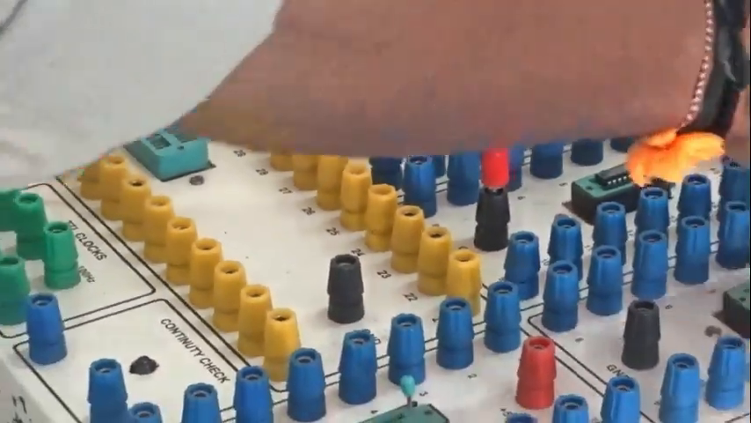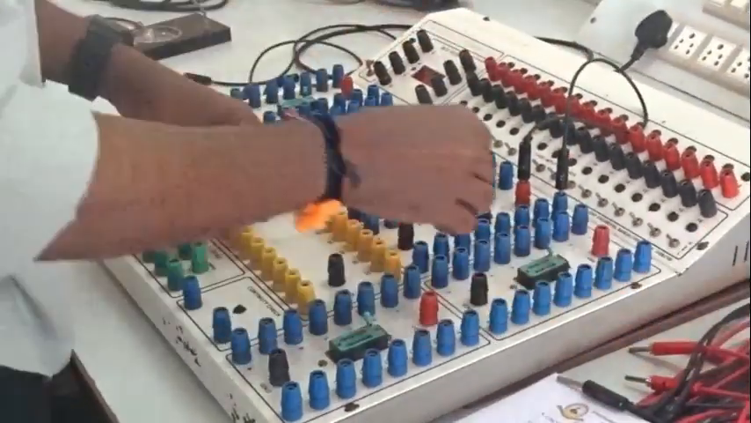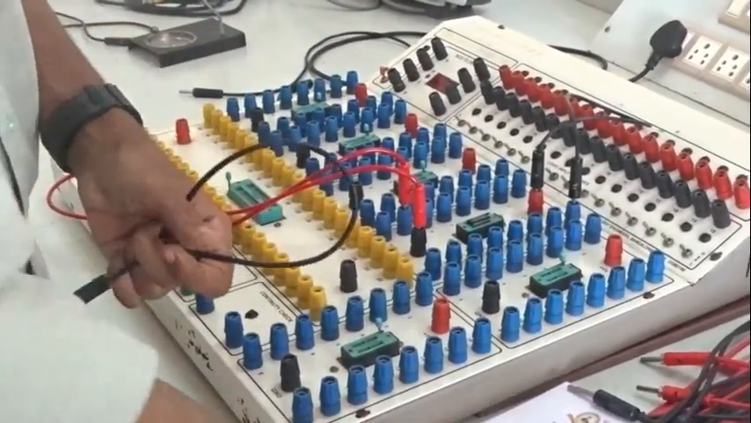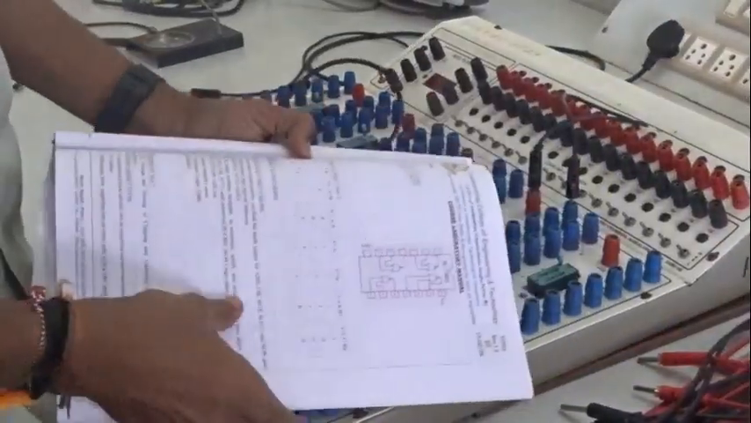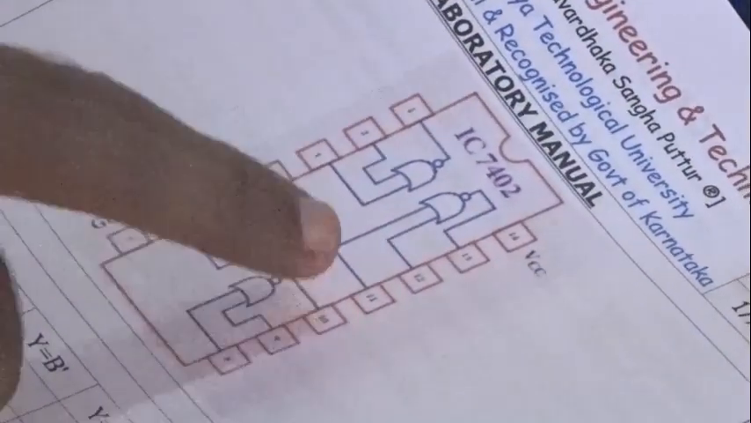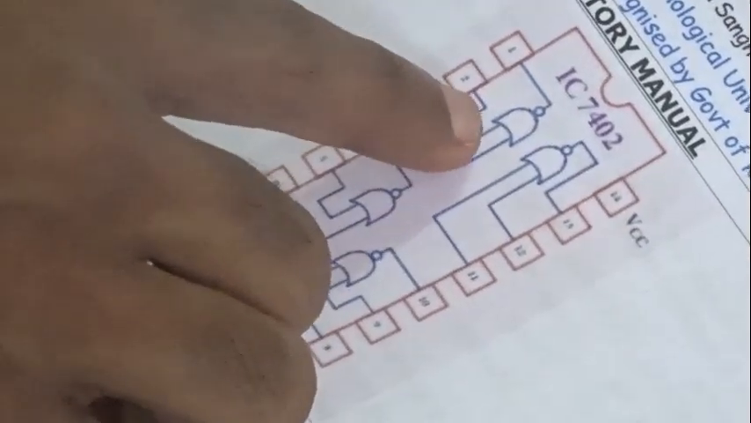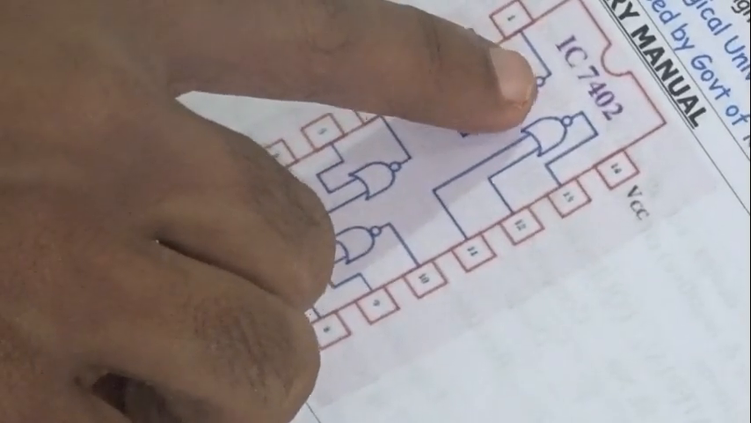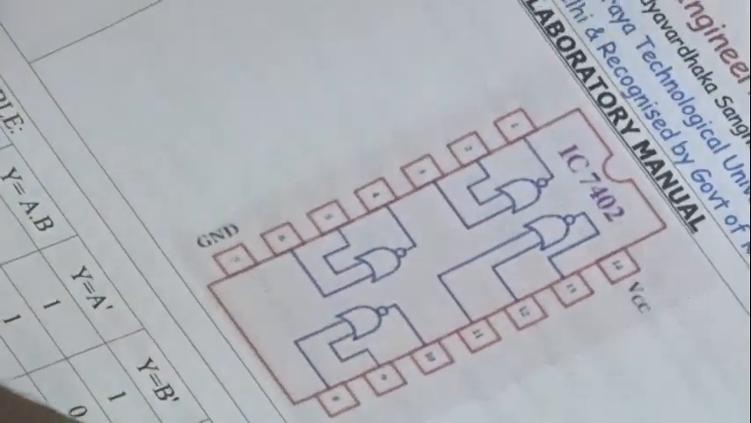From plus 5 connect it to the pin number 14. Next, from pin number 7 connect it to the ground. So as you can see in the pin diagram of IC 7402, the arrangement is different from the previous gates. So here inside the IC 7402, again totally there are 4 NOR gates. We are going to use only the first NOR gate, and for the first NOR gate, observe that pin number 1 is the output, and pin numbers 2 and 3 will be the inputs.